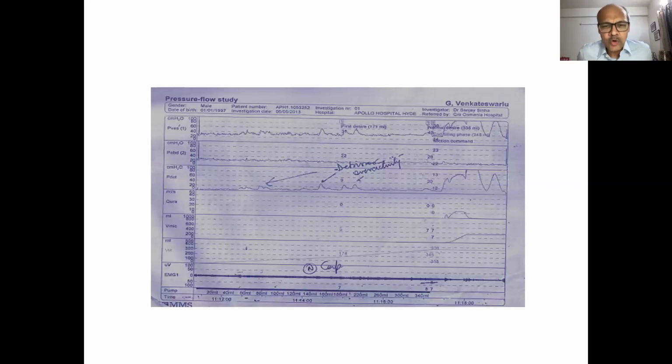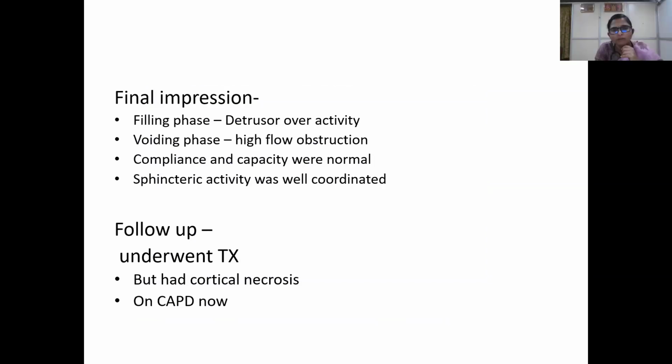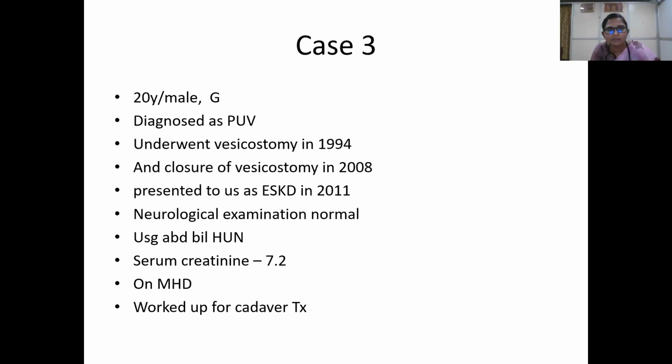and see the MCUG. Today, I would do a video study and try to understand whether there's a primary bladder neck obstruction. It's possible that this patient has a primary bladder neck obstruction, a high flow obstruction. But it's difficult for me to explain the entire presentation to the nephrologist, with end-stage kidney failure, just on the basis of this urodynamics. So there's something not captured from the urodynamics. On follow-up, he underwent transplant, but the donor kidney had cortical necrosis because the donor kidney had 2 arteries, and now he is on CAPD.